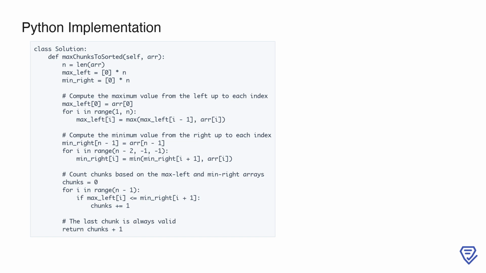The algorithm runs in O(n) time since it involves a single pass to compute max_left, another for min_right, and a final pass to count chunks. This makes the solution efficient and appropriate for large inputs. Edge cases, such as already sorted arrays or arrays with duplicate elements, are handled naturally by the logic.